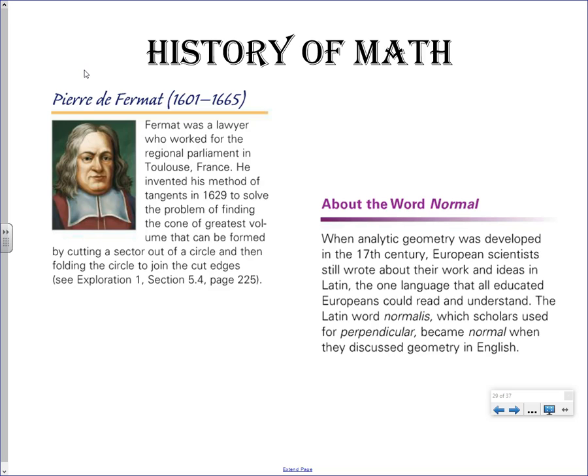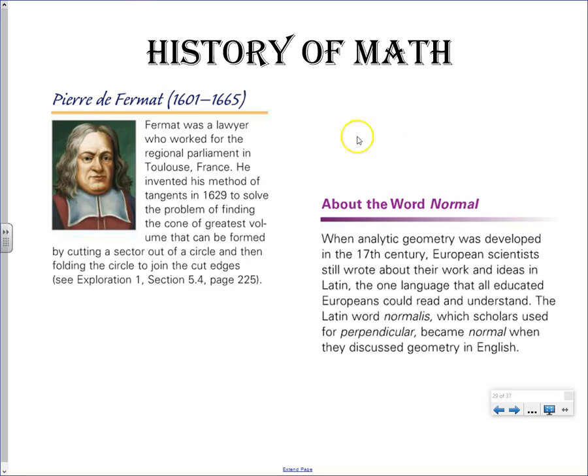Anyway, what was the problem he was trying to solve? The cone of greatest volume that can be formed by cutting a sector out of a circle and then folding the circle to join the edges. Anyway, interesting. There's a figure that you can see, it's an exploration. But it is interesting that he discovered the method of tangents in order to basically talk about a cone. Anyway, analytic geometry, this is talking about normal because I have a lot of kids always asking me about it. As to why perpendicular is normal in physics or a math problem.